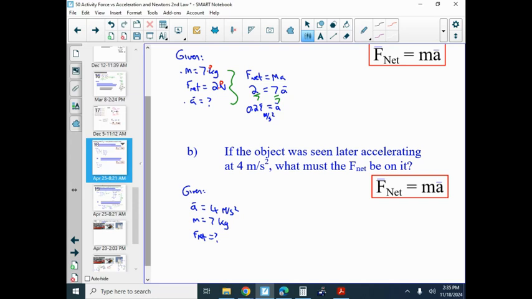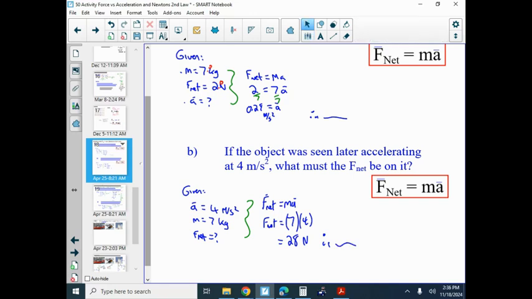It's the same mass, right? The object was later seen. So of course we have F equals ma again, or F net equals ma. And we have F net equals the 7, the mass, times the acceleration, giving us this net force of 28 newtons by multiplying. Okay, and then there's the third version. If I gave you the net force and the acceleration, you'd solve for the mass. Okay, I'm not including one of those, but obviously it's very doable.